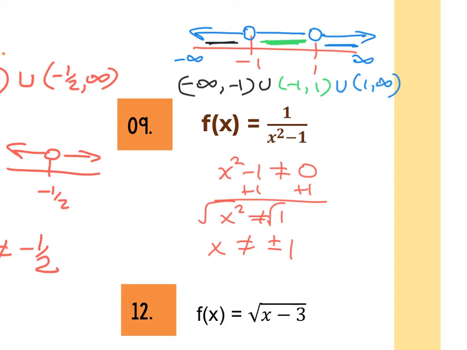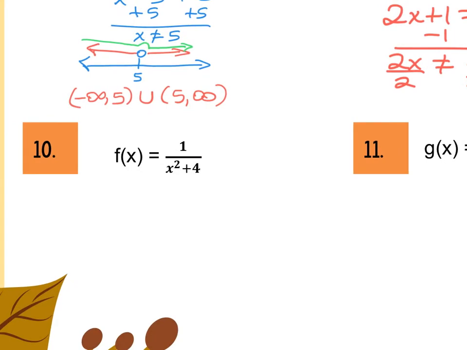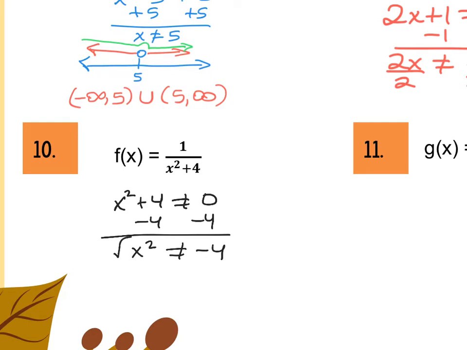So on the next one, number 10, when I go to try to set my denominator not equal to 0, and if I move the 4 over, I get x squared not equal to -4, square root it, and I get x not equal to plus and minus 2i. This is an imaginary solution, so nothing gets excluded. So this answer is going to be all real numbers. I'm not worried about excluding imaginary. We will not graph imaginary in this class.